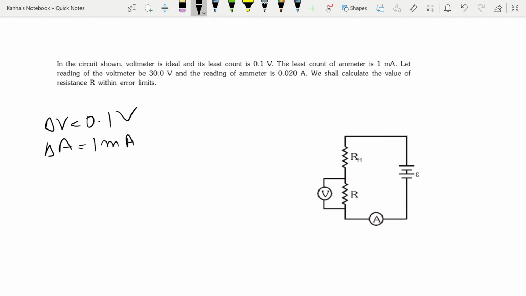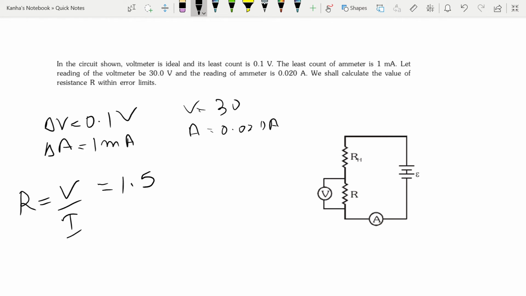Let the reading of the voltmeter be 30 volts, V is equal to 30, and the ammeter's reading is 0.020 ampere. Now you need to calculate the value of resistance within the error limits. First of all, what you do is resistance is V by I. It's nothing but 1.5 kilo ohms. This is your first step.